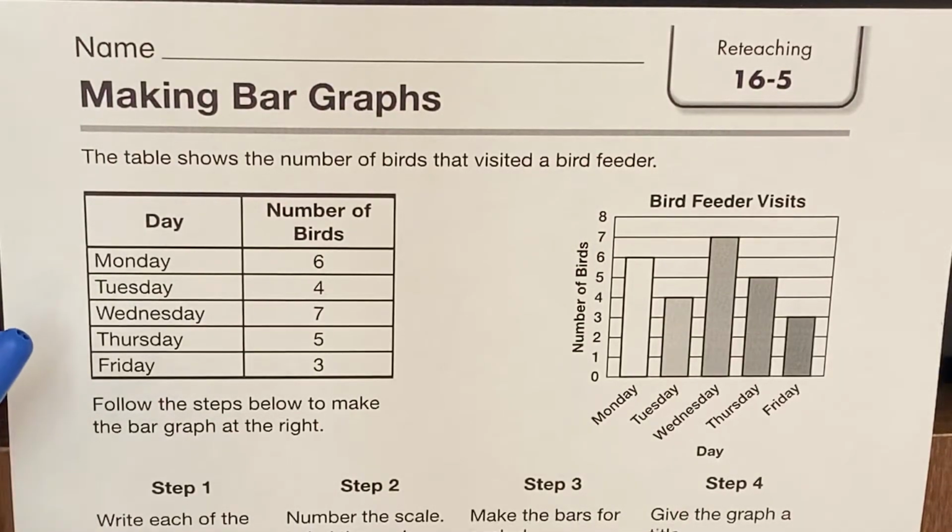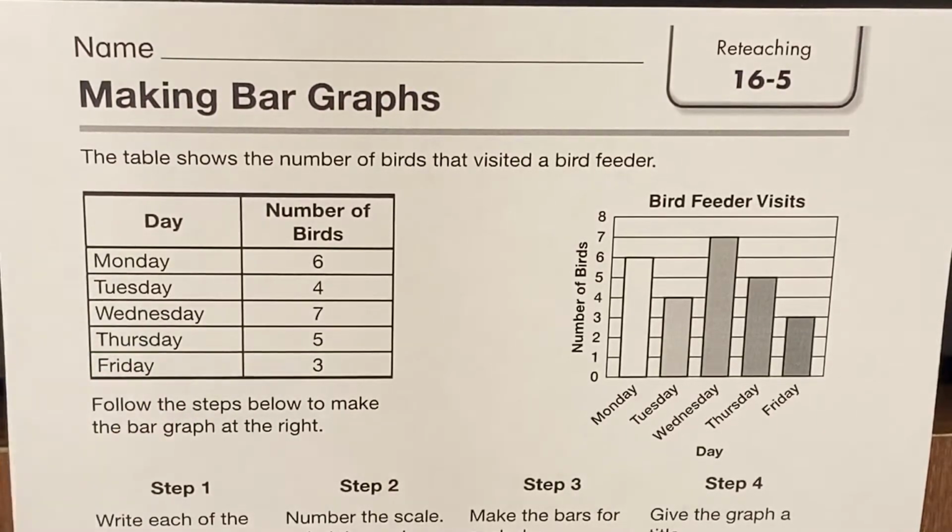Let's look at this table. It's going to show the number of birds that visited a bird feeder. So we have Monday, there were 6, Tuesday, 4, Wednesday, 7, Thursday, 5, and Friday, 3. This is similar to the tally chart that you make before you make a pictograph. And you could do a tally chart for this as well.